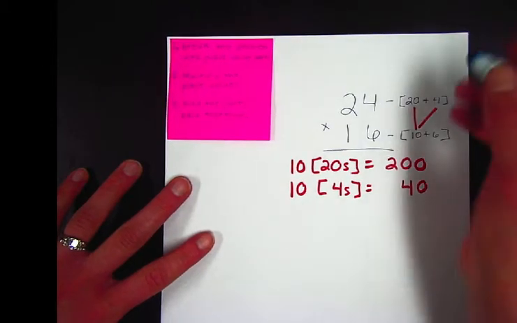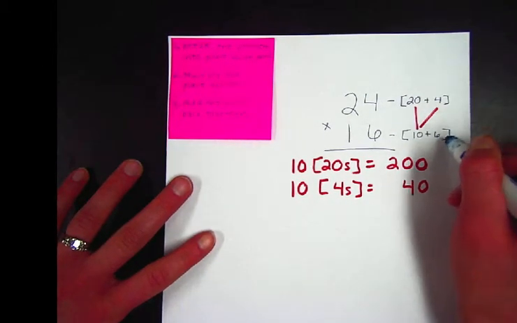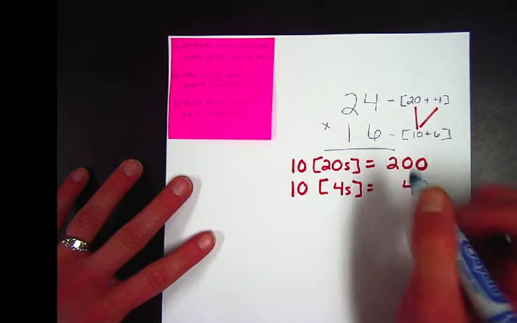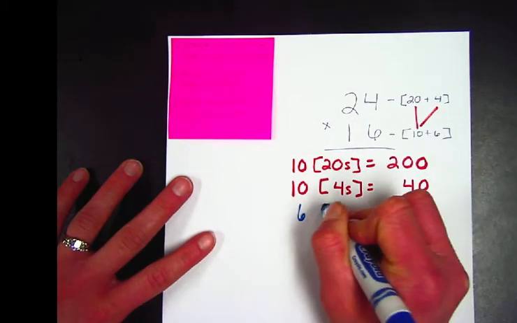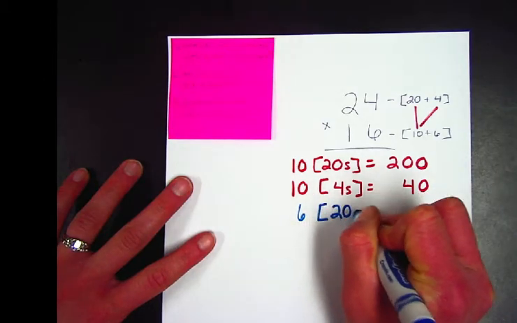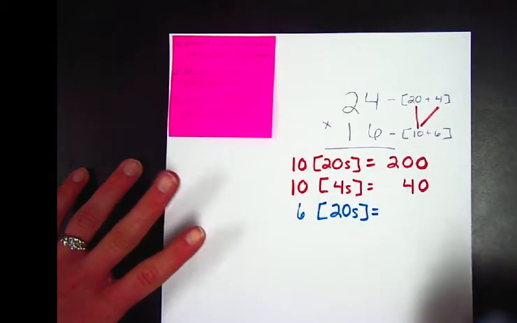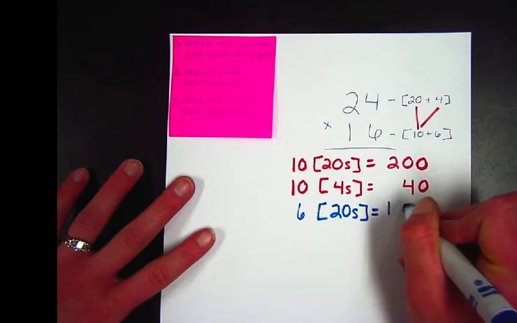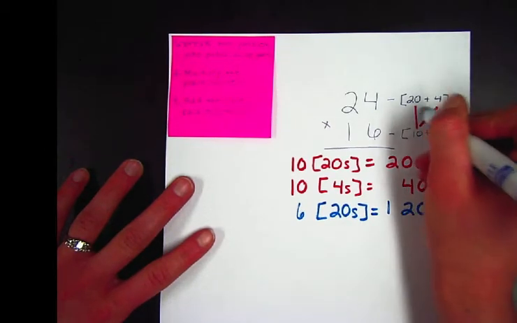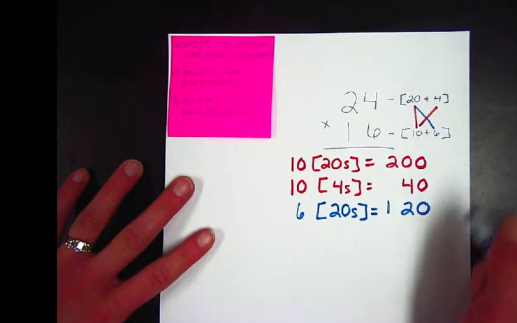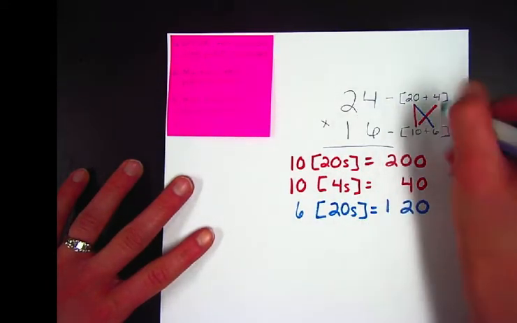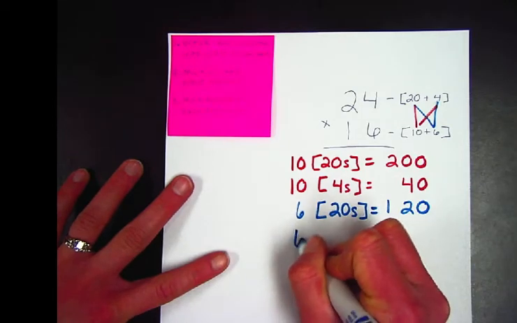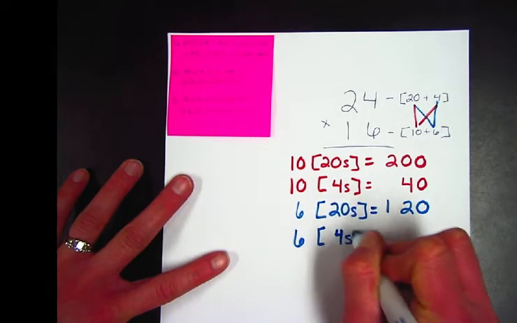Now we're done with the 10, we're going to work with the 6. We are going to do 6 times 20, just like we could do over here, 6 times 20, or 6 groups of 20s. I know that that's equal to 120. And finally, we're going to do 6 times 4. Just like if we were over here, we could do 6 times 4. So we have 6 4s.